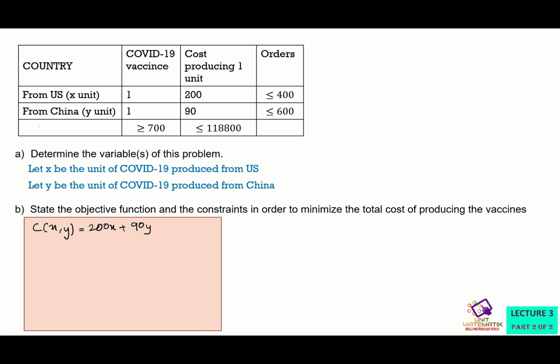And then the constraints. Here you can see that our x and y are in the row, so we need to add across the row. It will be like this. That means x plus y is greater than or equal to 700. Then 200x plus 90y is less than or equal to 118,800. And then don't forget, students, here we have less than or equal to 400 and here less than or equal to 600. It refers to here. It means that we need to write x less than or equal to 400, y less than or equal to 600.